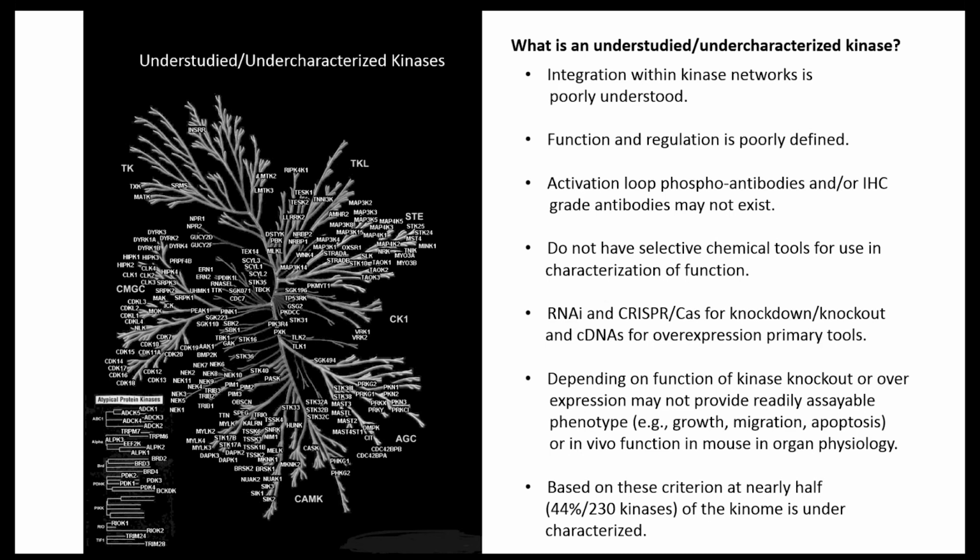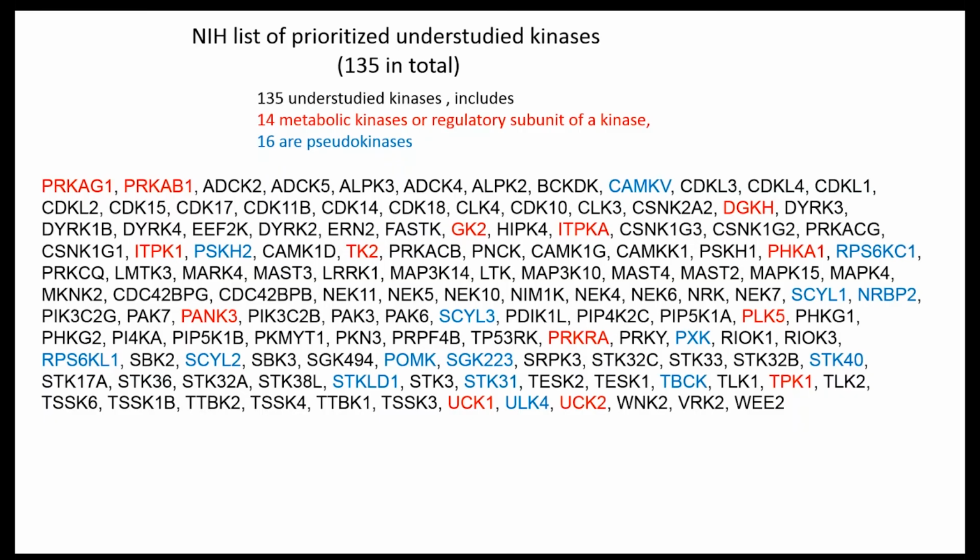Our initial list had about 230 kinases, and we pared this down to about 190 to 200 kinases that we would consider by this criterion as understudied. If you look at the RFA that came out from NIH with prioritized understudied kinases, they had 135 in total. 14 of these are actually metabolic kinases and/or regulatory subunits of a kinase, not the actual catalytic subunit of a kinase. And 16 are pseudokinases.